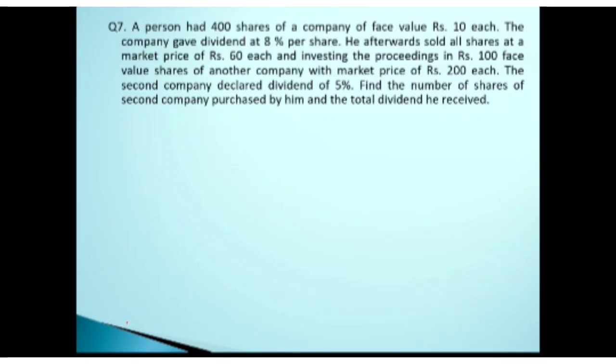Now the second company is declaring the dividend, and the rate of that is given to be 5 percent. So these are the data that are given for the two companies, company 1 and company 2. And now you're going to get the number of shares from the second company and also the total dividend. When I say total dividend, that means the dividend from the first company plus the dividend from the second company. So individually you have to calculate the dividend for both companies, and if you add both of them, then you will get the total dividend.